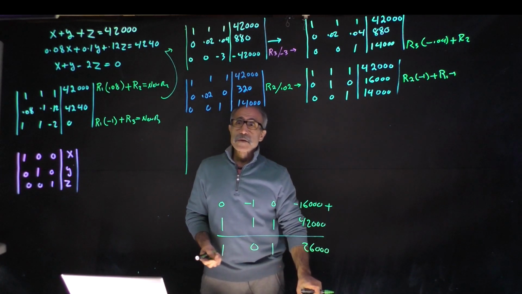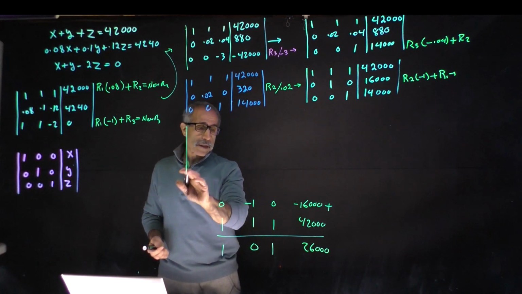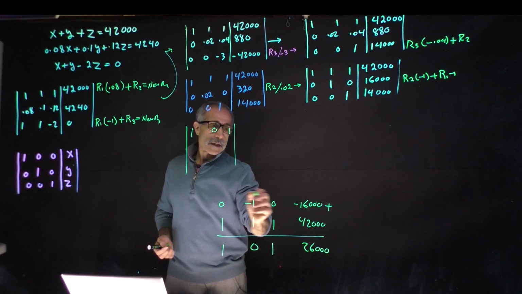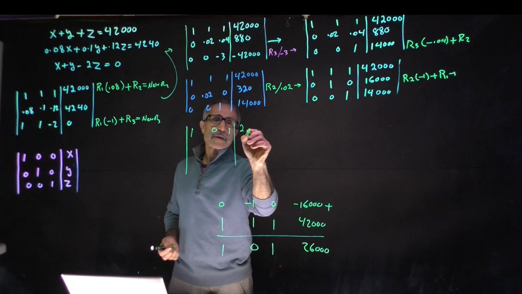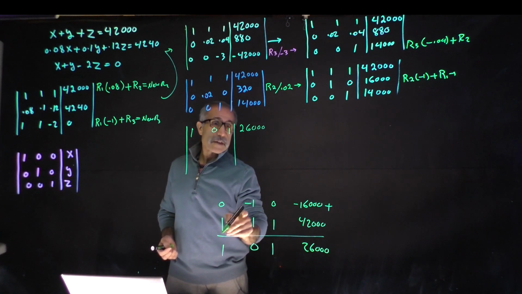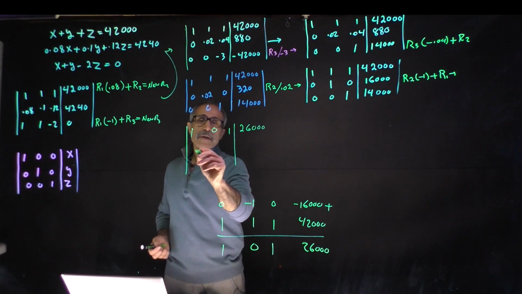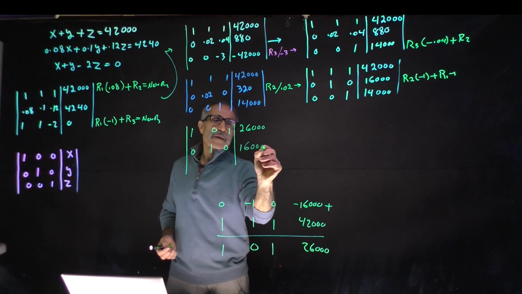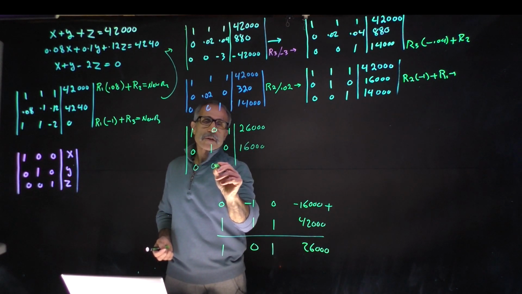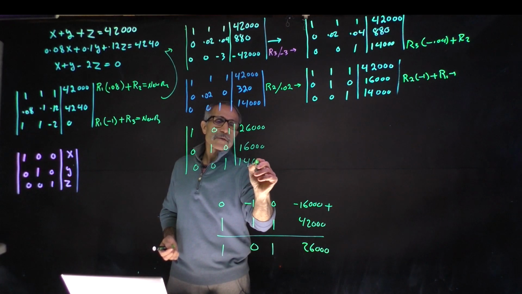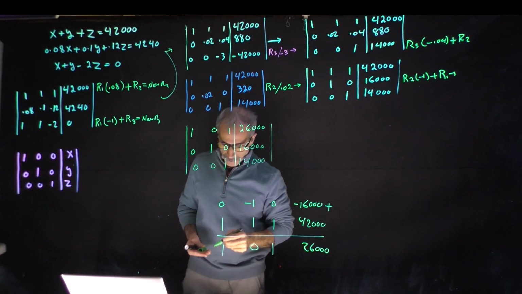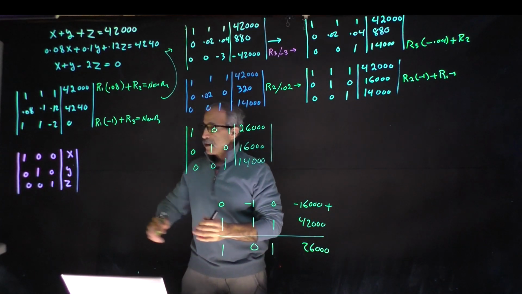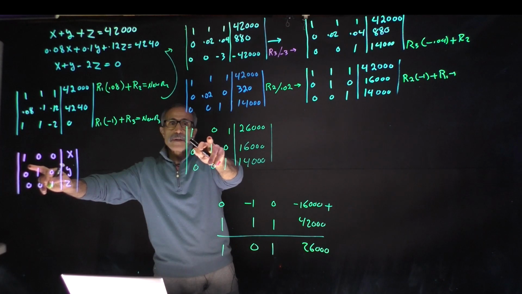Yes, it is. So now my row number 1 becomes 1, 0, 1, and I got 26,000. And then the second row is going to stay the same as it was: 0, 1, 0, 16,000. And the third one is going to be 0, 0, 1, 14,000. Okay. So next, I got my 1, I got my 0, make this a 0.